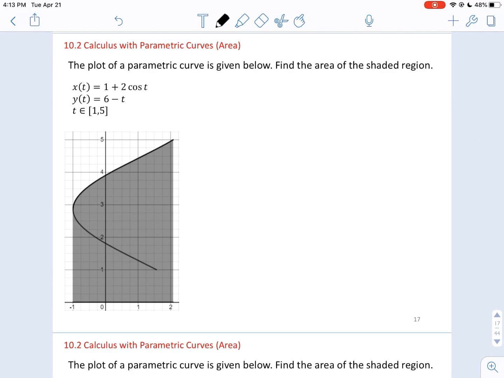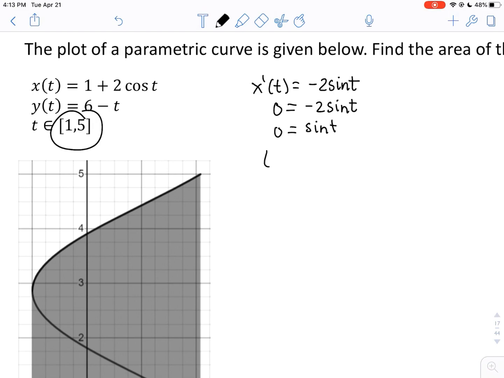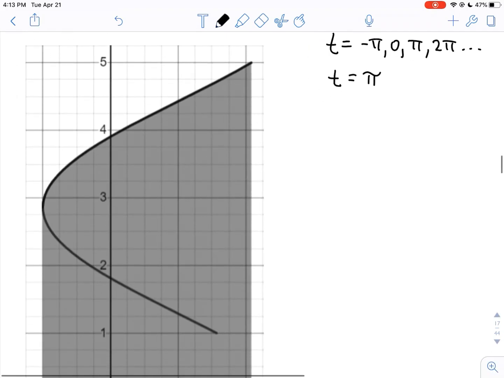Try to find where the tangent line is vertical, which means solve where x prime is 0. So you would find the derivative of x. X prime of t is negative 2 sine t, and you set this equal to 0 and solve for t, and keep only those answers that are between 1 and 5. This means that the sine of t has to be 0, which means t could be lots of things: negative pi, 0, pi, 2 pi, etc. But the only one that's in this interval is pi. So this occurs when t is pi.